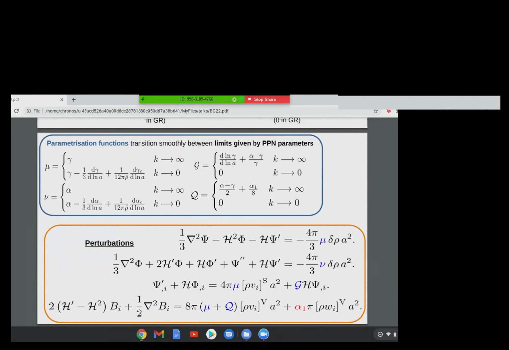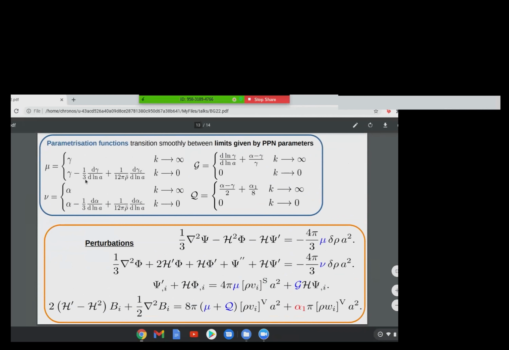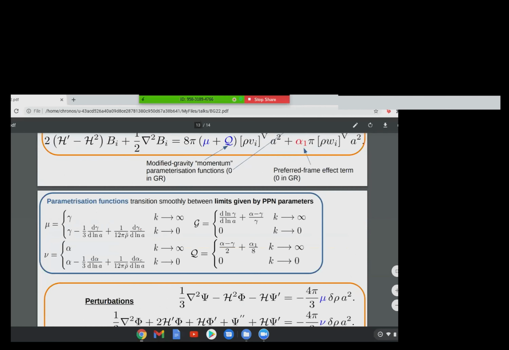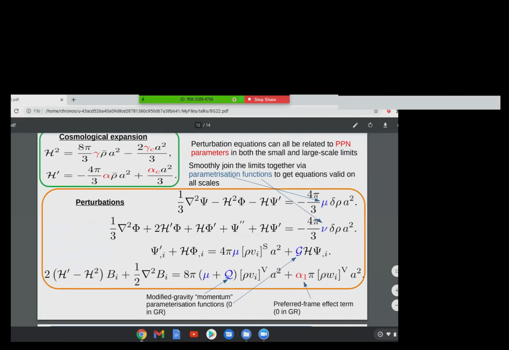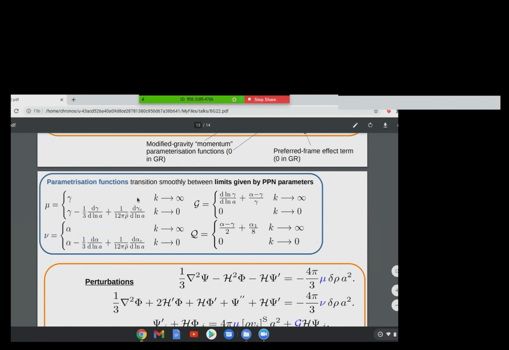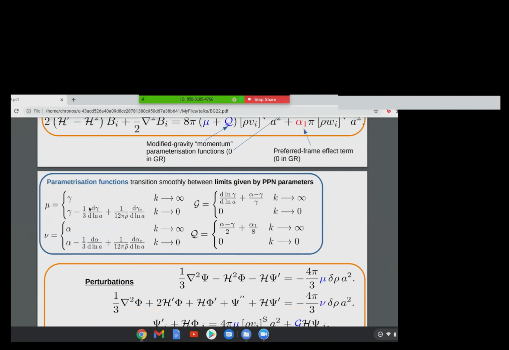So this is what they look like. For these parameterization functions, for example, the mu function that I show in the equation here, we know that on very small scales, where k goes to infinity, which corresponds to small length scales, this just becomes that astrophysical light bending parameter gamma. And then on very large scales, much larger than the horizon, it becomes the combination that you can see. And similar things hold for the other parameterization functions.